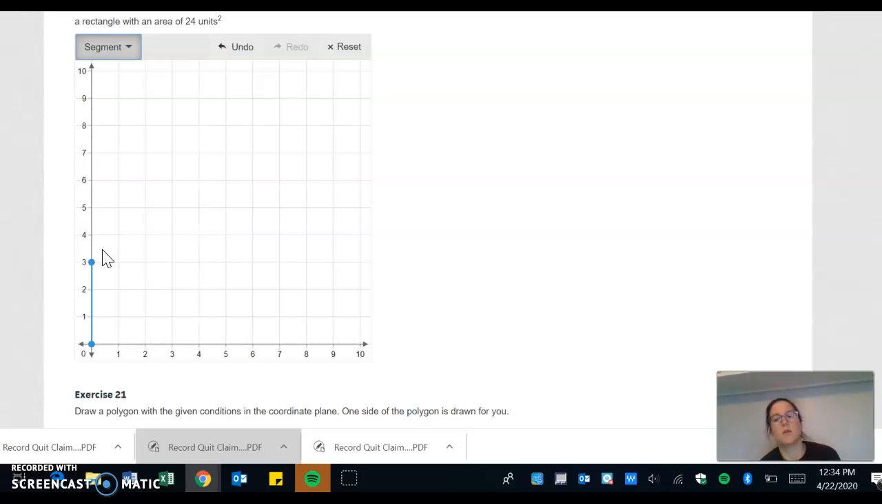When you already have the width of 3, what other number multiplies by 3 to get 24? You only have one set, so that's got to be 8. So if this is 3, then my top length has to be 8. 1, 2, 3, 4, 5, 6, 7, 8. So that length has to be 8. That's 3 by 8, which would be 24. Then I'm just going to connect and make a rectangle. There you go. You have to follow the given conditions.